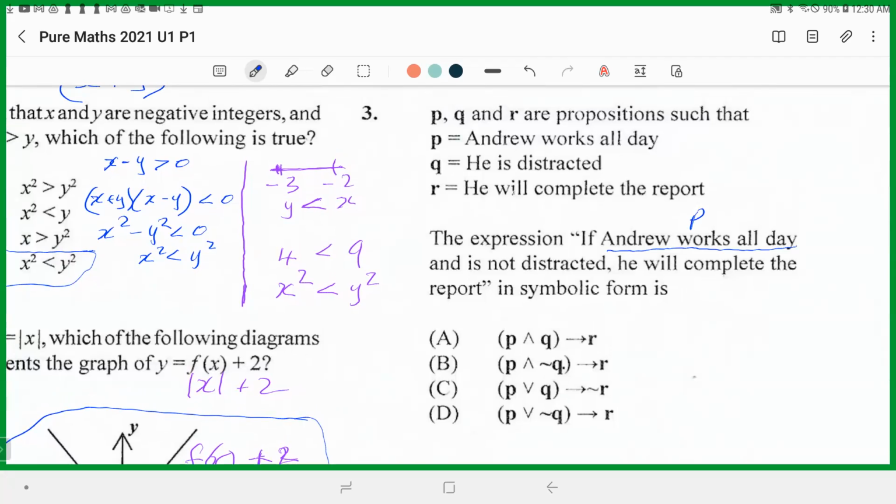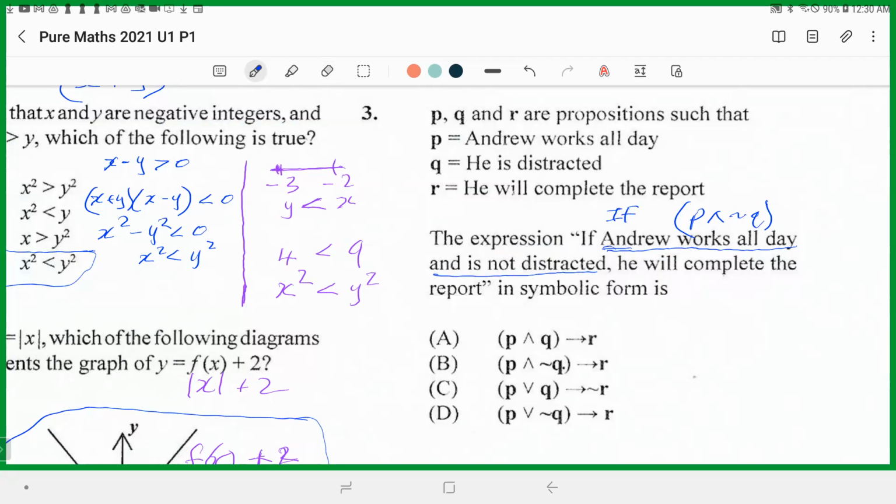And is distracted, so this is a conjunction. It is not distracted, so that's a not Q. So that's an and, it's a not Q. This is not Q. So these two form one statement, this and this. Form one statement. So it's really a P and not Q. That's what that first line is. Underline all of it. So the first line here is if this, that's what all of this is.